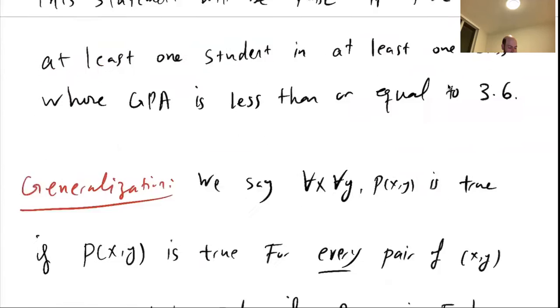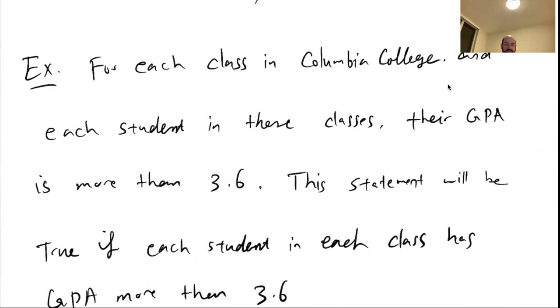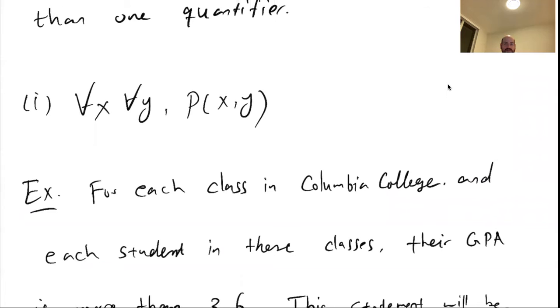Okay, so this was the first type of nested quantifier. Remember, our goal is to study nested quantifiers where we have a statement with more than one quantifier. So that's the first one we want to look at.